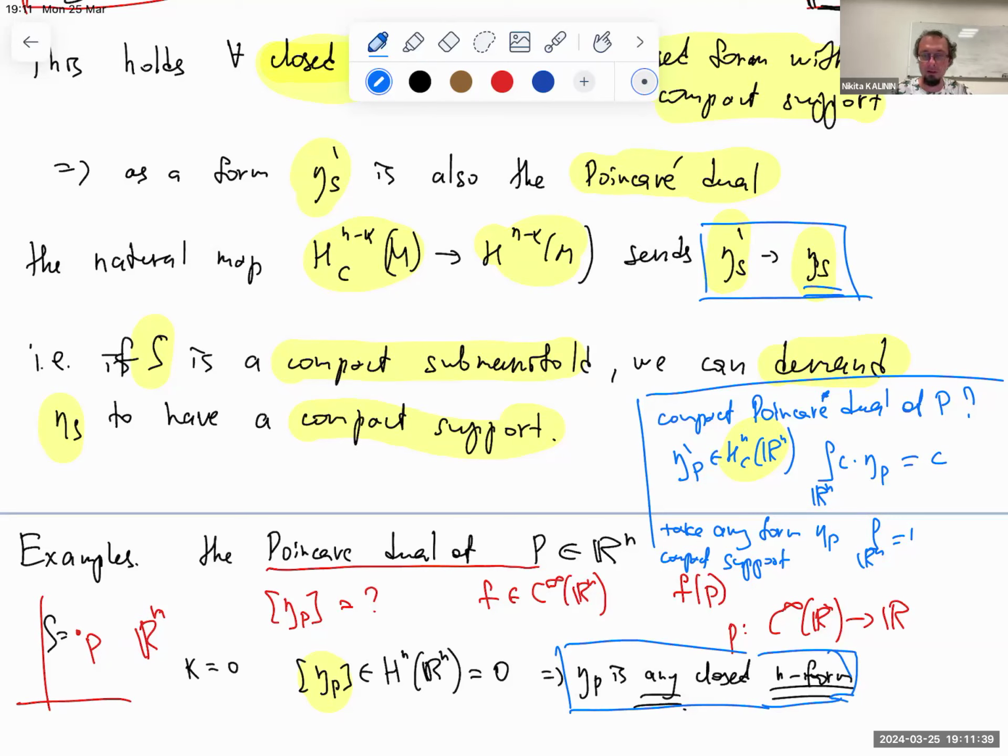So what's the difference? Sometimes cohomology with compact support may be not trivial, and this H^(n-k) of M is trivial. And in both spaces you have a dual form.